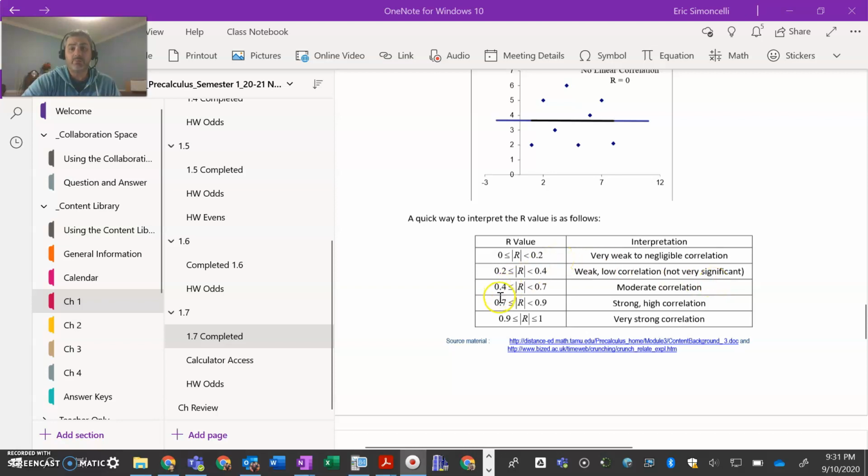As you crank up the r score or r value, 0.4 to 0.7, it's moderate. 0.7 to 0.9, it's strong or high correlation. And if your r value falls between 0.9 and 1, it's a very strong correlation. If r was negative in the first place, then certainly we're talking about a very strong negative correlation. If r was positive in the first place, we're talking about a very strong positive correlation.